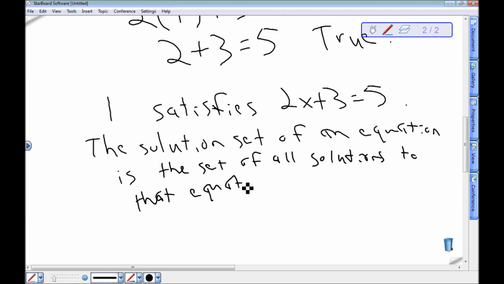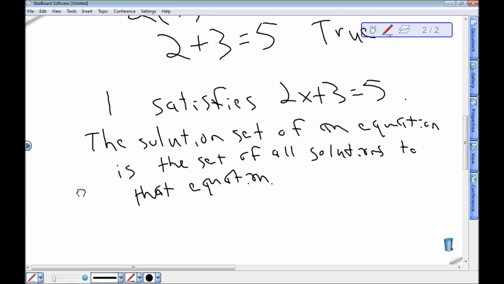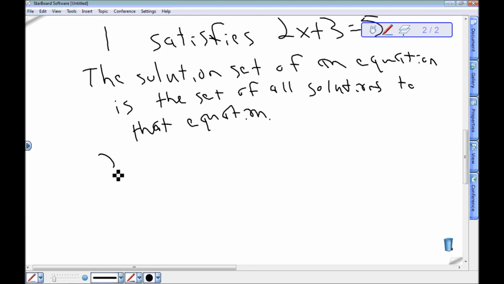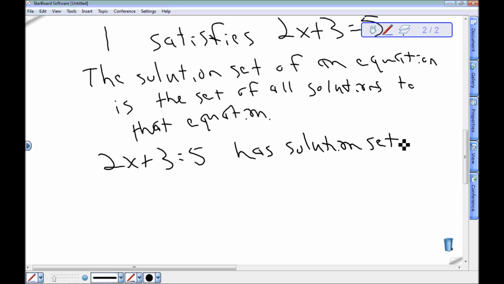Okay, so if I have an equation and I want to talk about its solution set, I just make the set that is its solutions. So, for example, 2x plus 3 equals 5 has solution set, ready? Here I go. I'm going to write it in roster form. The set that has 1 in it. Okay, not very exciting, right? It's the solution set. There's only one guy. So here the solution set is just the set containing 1.